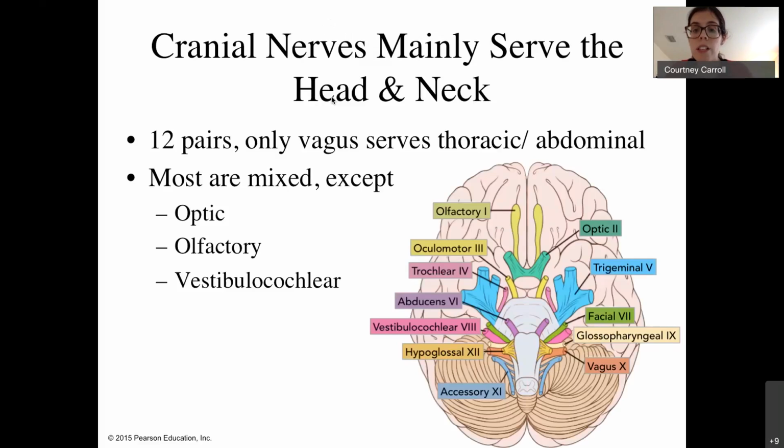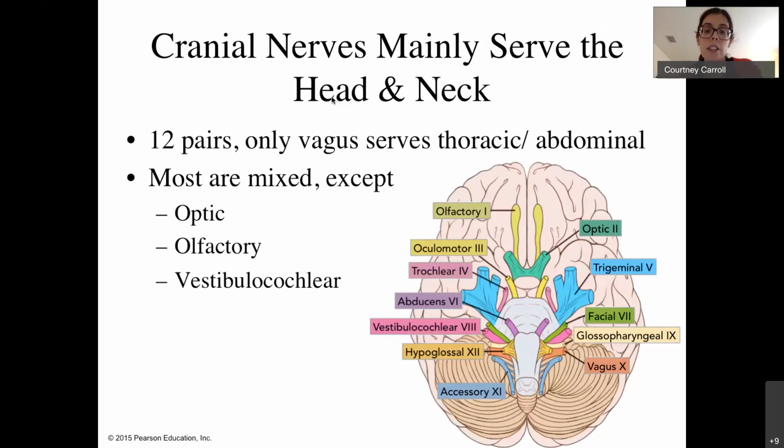So it's the only nerve that doesn't serve your head and neck region. And what I want you to know for the cranial nerves is, first, their name. So if I say cranial nerve 1, I want you to be able to tell me that it's the olfactory nerve. I also want you to know what they do. So you're learning the name and then the function.